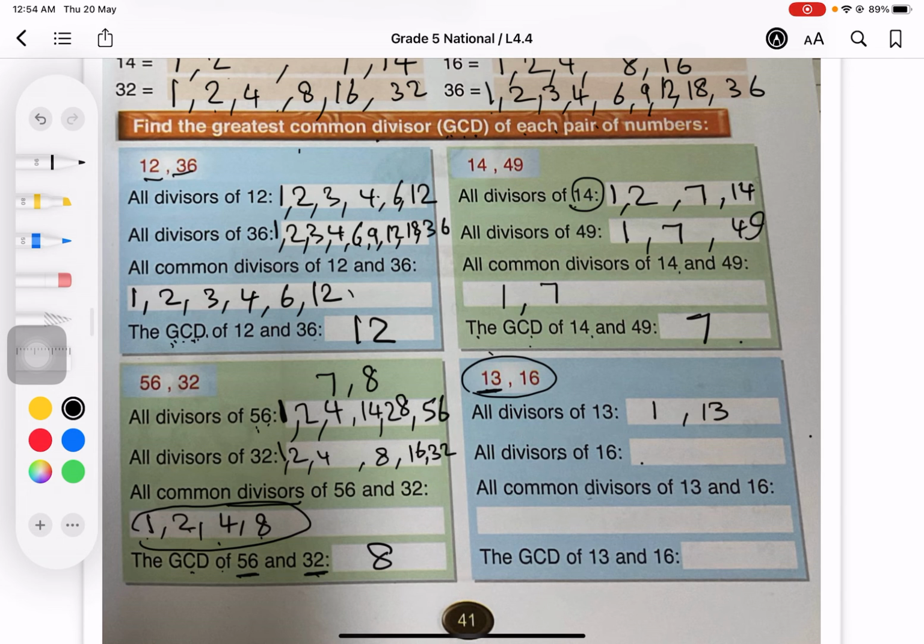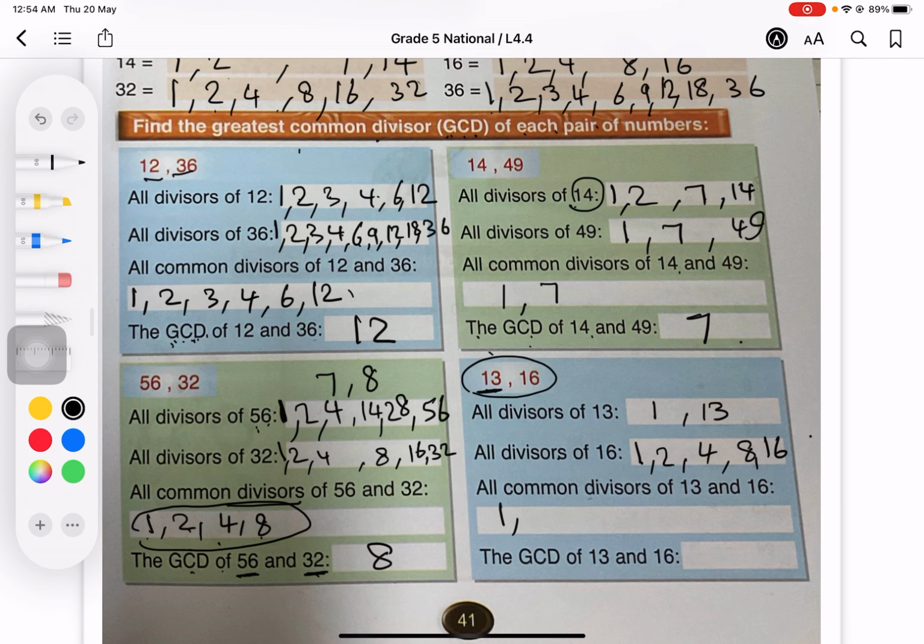Number one and the number itself. Now all the divisors of 16: 1 with 16, 2 with 8, and 4. As I said before, you are not going to write 4 two times. You write it only one time. Now what is the common number between them? It's 1.